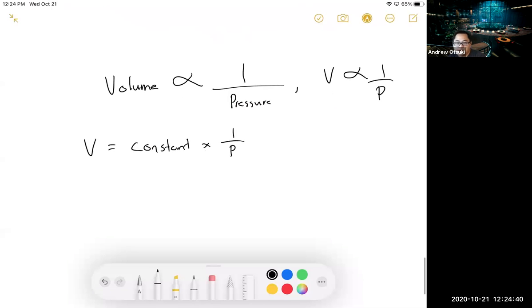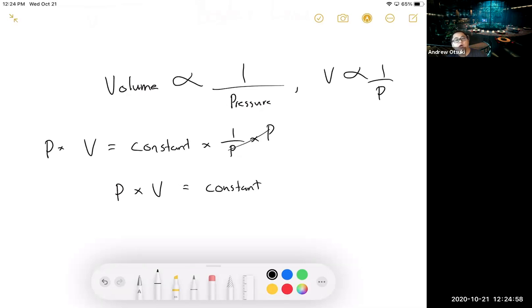So V equals constant over P. Now we can solve for the constant, and we get P times V equals the constant. See here, we multiply by P on both sides.